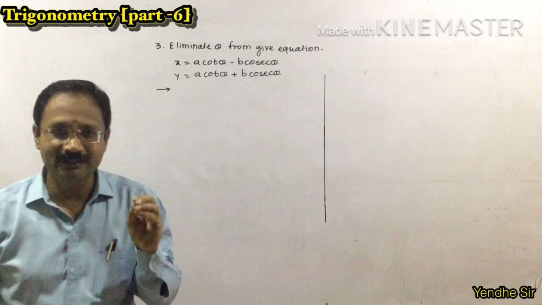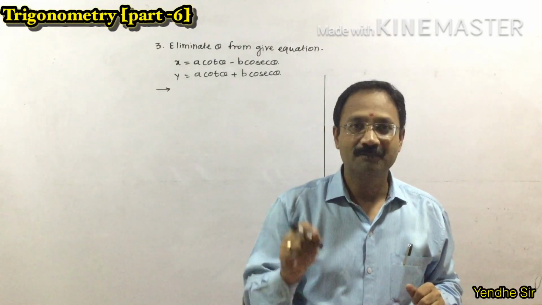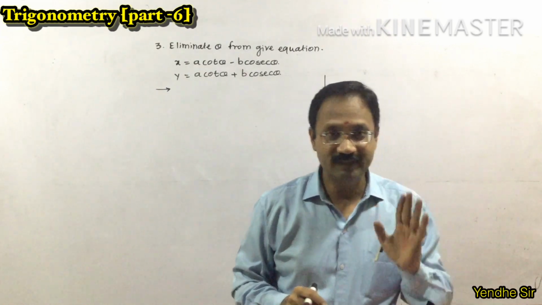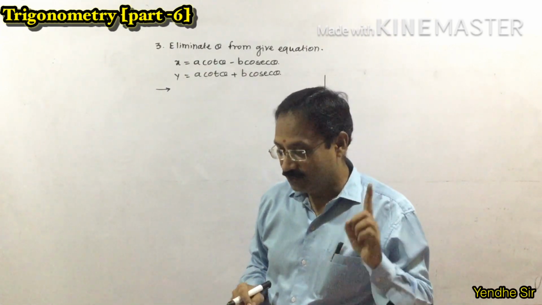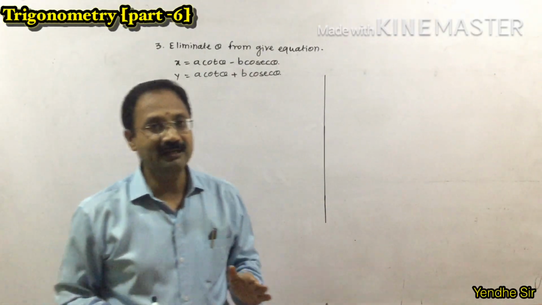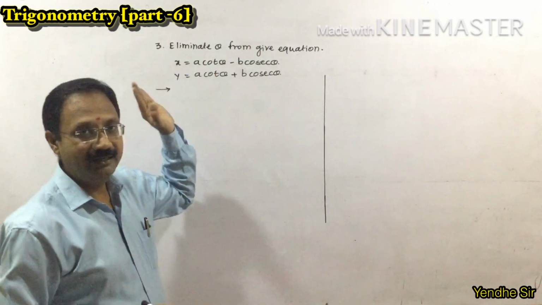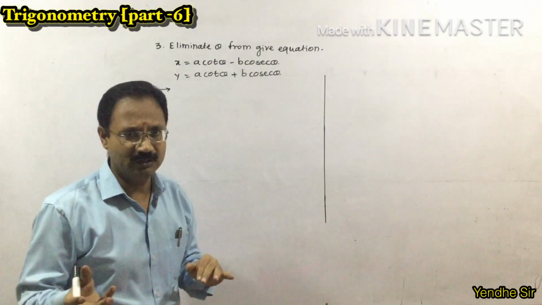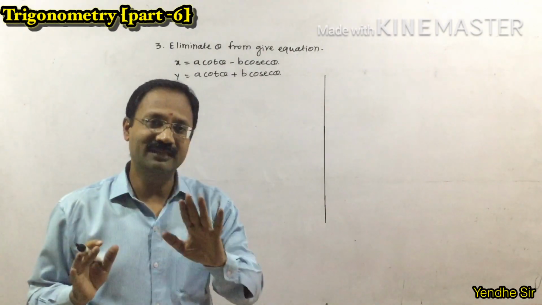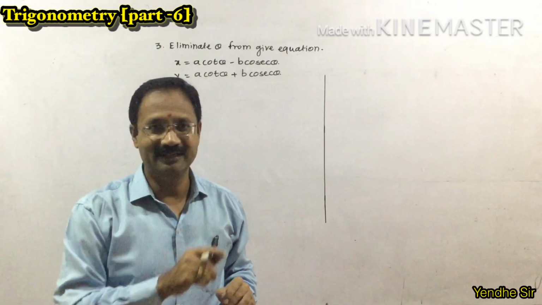Now let me tell you the one thing that you have to remember. Eliminate the theta means you have to find out the values of cosec and cot. After that, you have to find out the relation between the cosec and cot. We know the formula: cosec square theta equals 1 plus cot square theta. In that, you have to substitute the values of cosec and cot, and that is called identities.